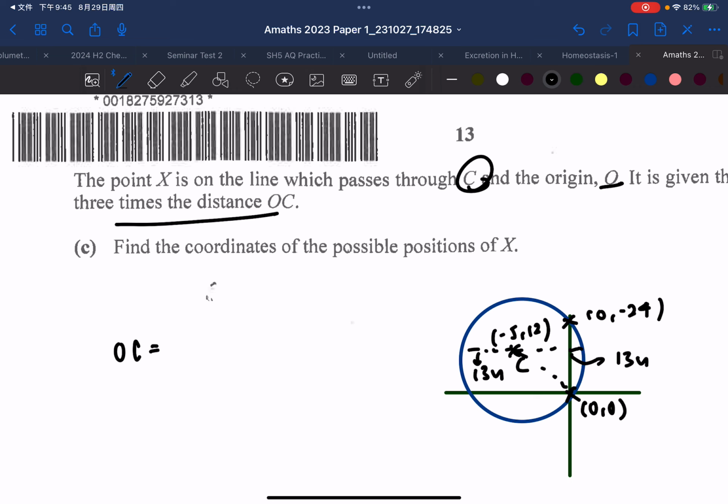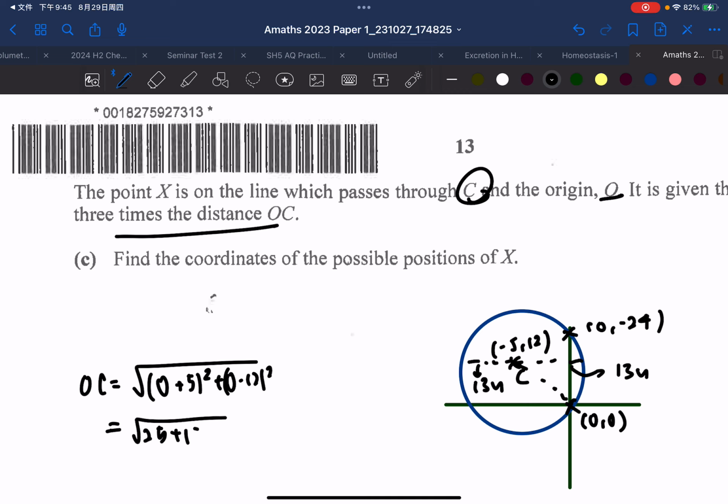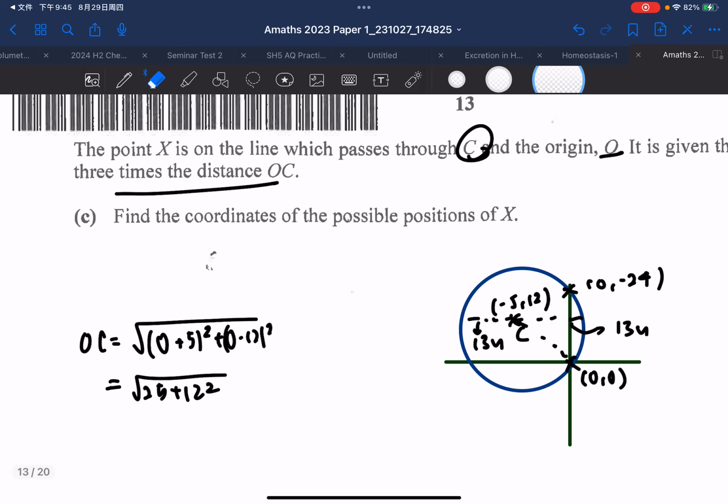Origin, and then here is actually the length of line segment formula. So OC will be equal to the square root of 0 minus negative 5 squared, which is plus 5 squared, plus 0 minus 12 squared. So this will become 25 plus 12 squared. Okay? I think the answer is 13. So you realize OC is your radius, 13 units.